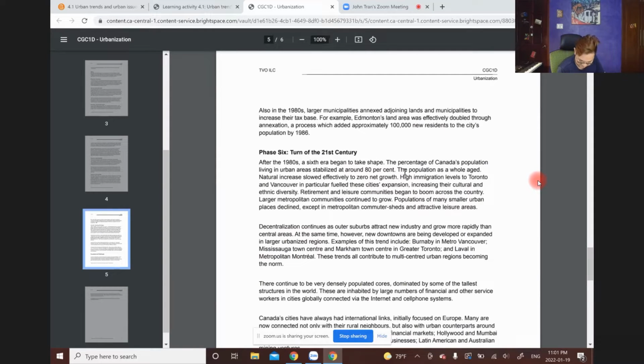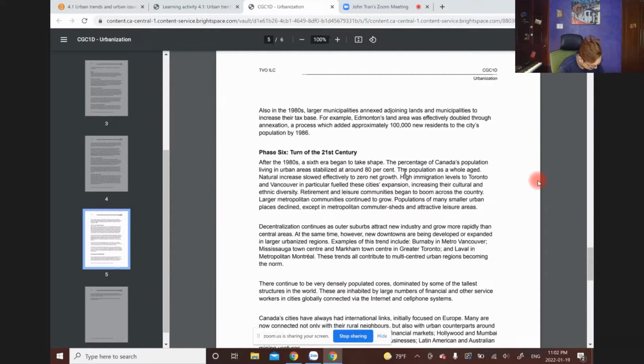Sounds weird. In Metro Vancouver, Mississauga Town Centre and Markham Town Centre in Greater Toronto, and Laval in metropolitan Montreal. These trends all contribute to multi-central urban regions becoming the norm.